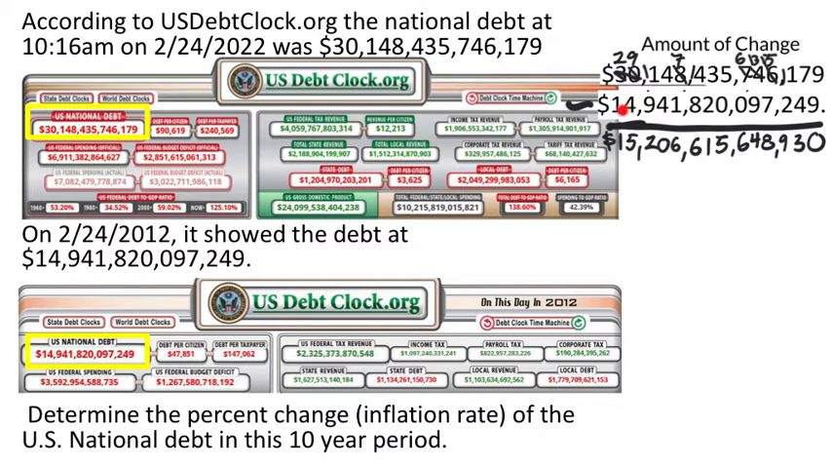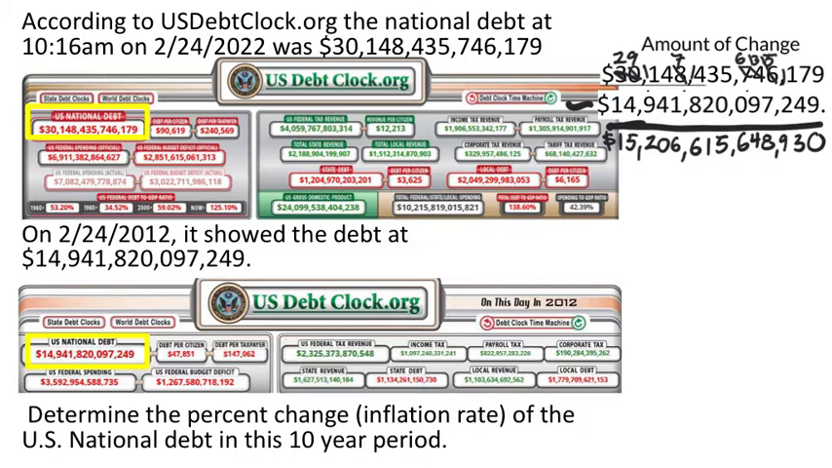2012, which was the $14 trillion figure, almost 15, to the $30 trillion figure, the U.S. government borrowed $15,615,648,930. Okay, and again, this is our amount of change.